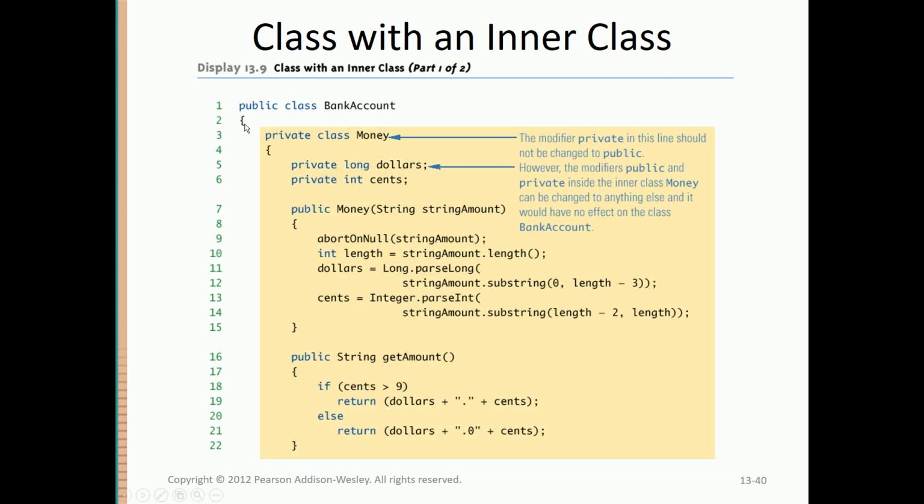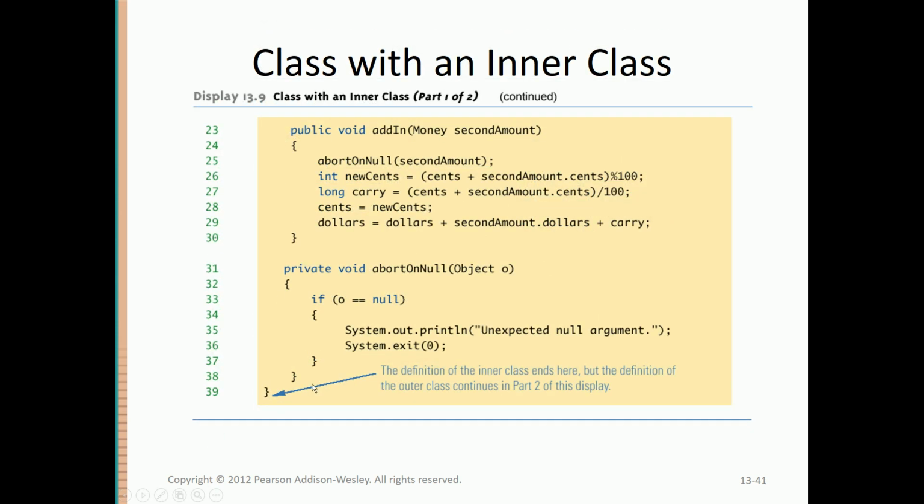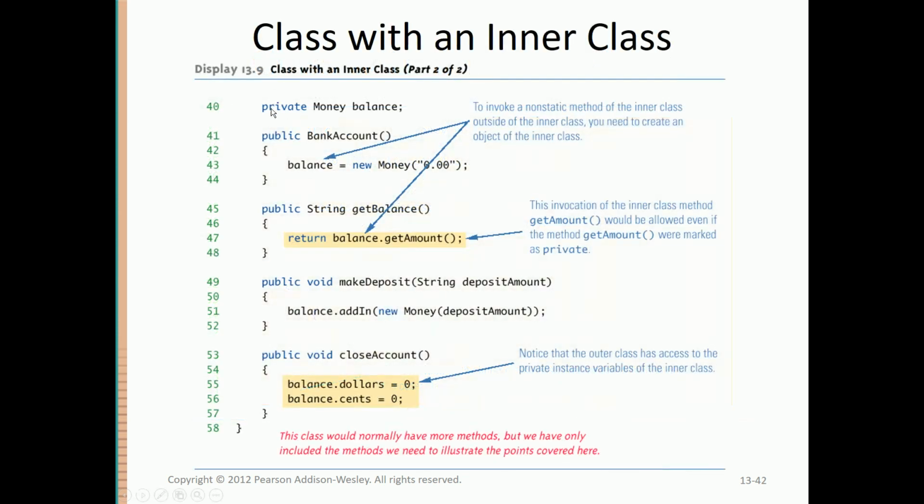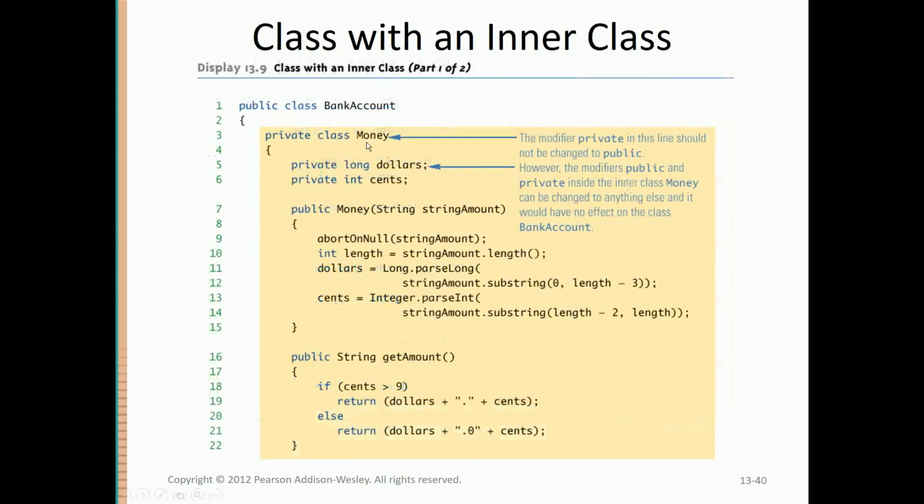So the bank account starts here, but inside that there is a private class money that is only available inside it. This is the definition of the class money, and then this is the definition of the bank account. And in the bank account we're using this balance, which is the money. The money is the inner class. So this is what I'm going to do.